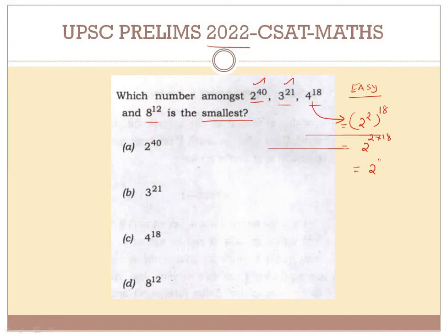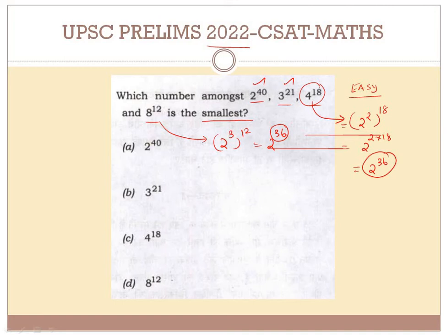Clear? Now how can you express 8 power 12? 8 as 2 power 3. Now 8 power 12 is 2 power 3 into 12. So it's again 2 power 36. Now compare all the numbers which have been given in the question. The first option is 2 power 40, second is 3 power 21, third is 2 power 36, and fourth is again 2 power 36. Clear? For 4 power 18 and 8 power 12, we got the same number, 2 power 36.